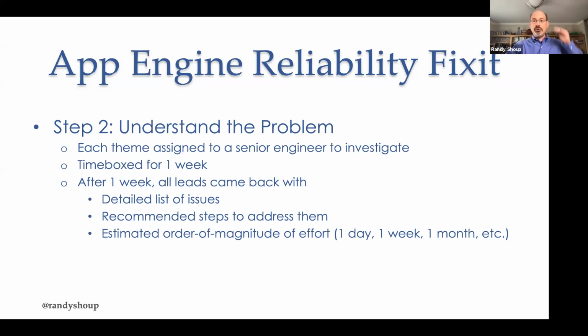So they came back with a detailed list of issues, recommended steps to address them, and a sort of estimated order of magnitude effort. Like, is this thing you propose a 1-day thing, a 1 week, 1 month, 1 quarter, etc. And when I say a list of issues, these weren't design docs. This was literally 1 row in a spreadsheet. We should improve this thing. I think a project that would focus on this thing would help.